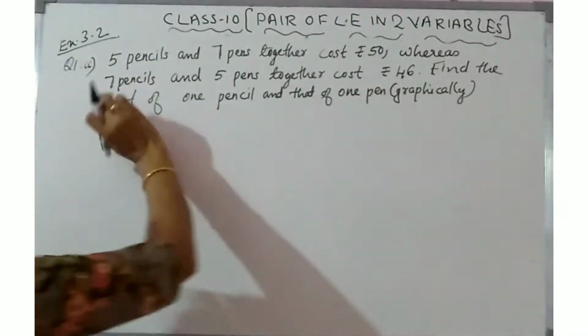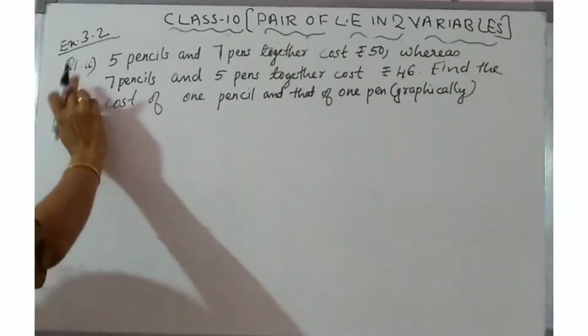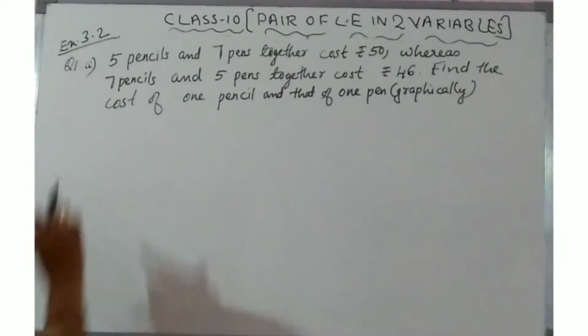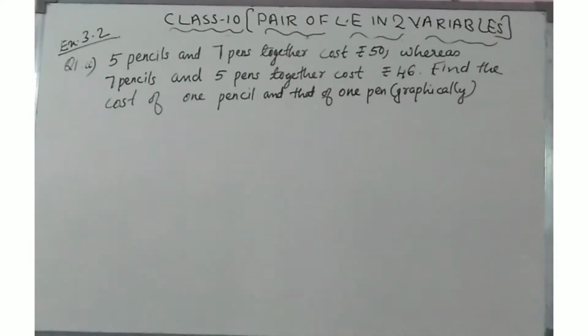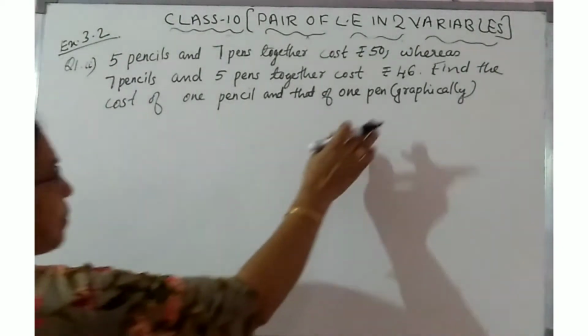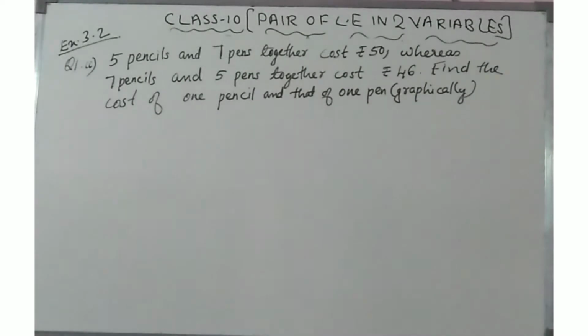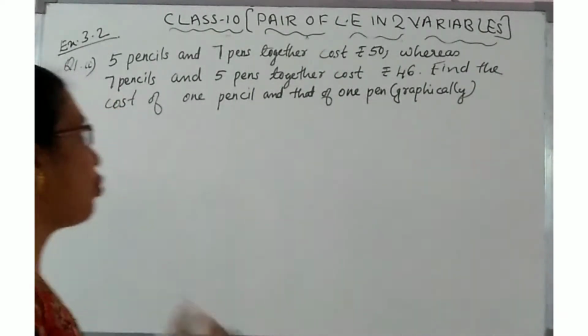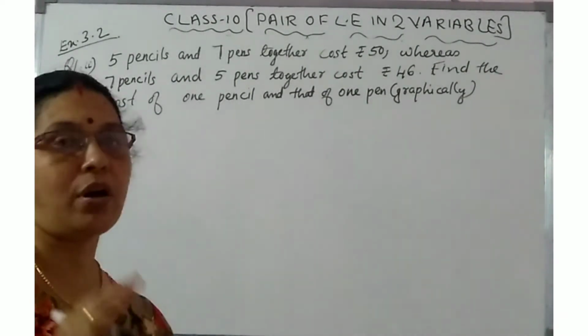Third lesson. Question number 1, second part. 5 pencils and 7 pens together cost rupees 50, whereas 7 pencils and 5 pens together cost rupees 46. Find the cost of 1 pencil and that of 1 pen graphically. So graphical representation you have to do first. You have to make 2 equations and solve the 2 equations.